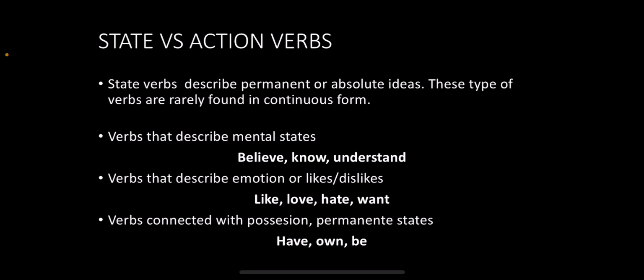And finally, verbs connected with possession or permanent states cannot be in continuous form as well, like have, own, and be. Remember that. So that is important because, yes, we just put ing in the verb, but we cannot use ing with all the verbs. There are some verbs that cannot express continuous form, so we cannot use them in present continuous, right? So that's it for the present continuous. Remember, the present continuous is the real present.